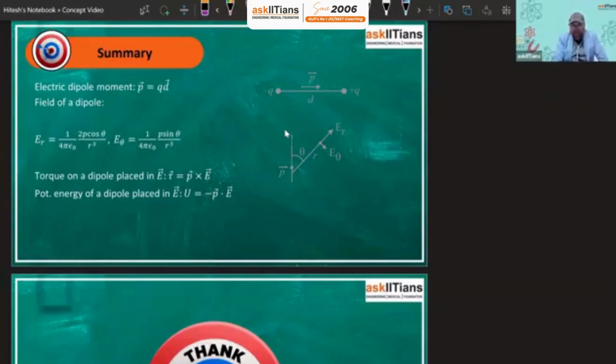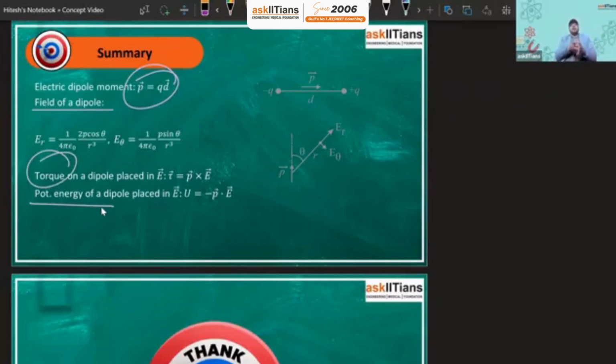Electric dipole moment is what, then the electric field of a dipole at a general point is not in our CBSE syllabus. So we just have to focus upon the axial point and the equatorial point, then the torque and also the potential energy. In the coming lectures, I'll also talk about the work done and the torque aspects a little more, in the coming sessions.